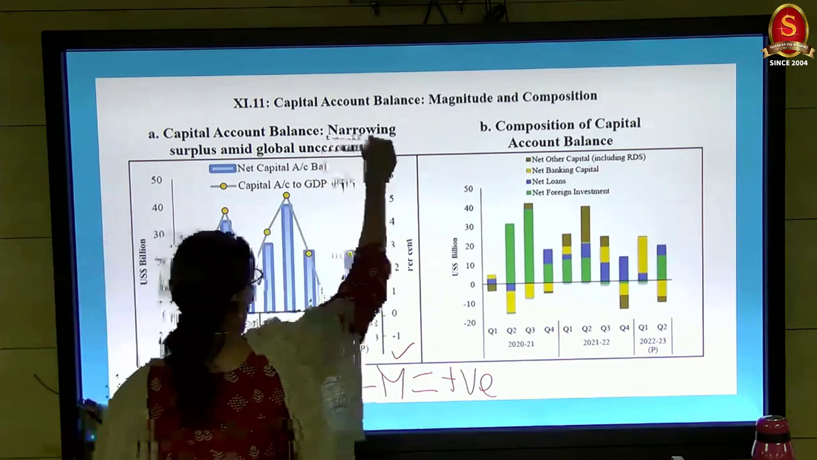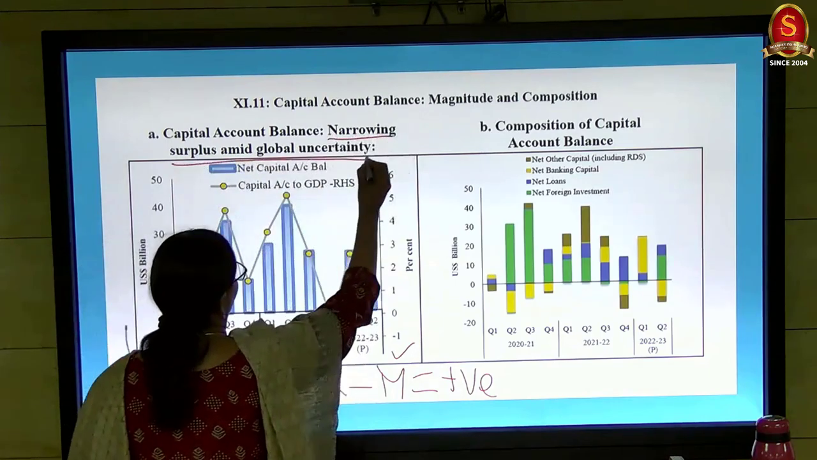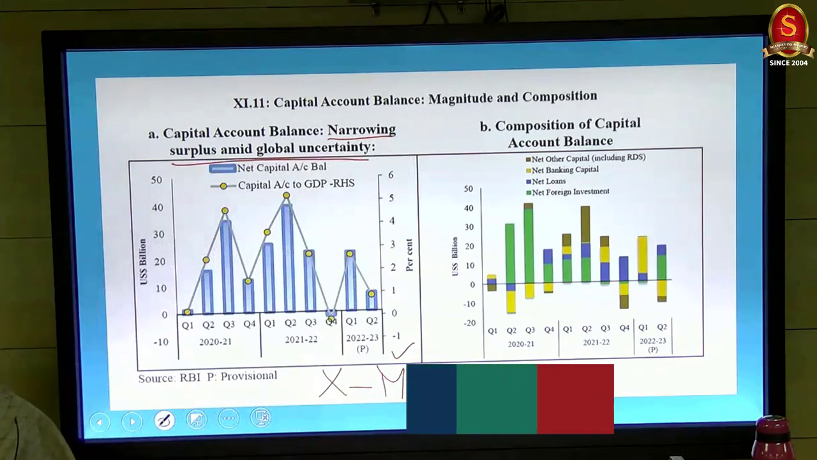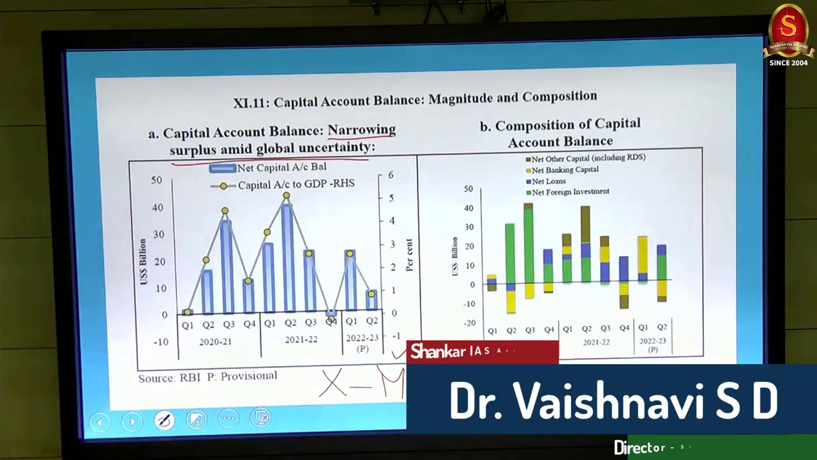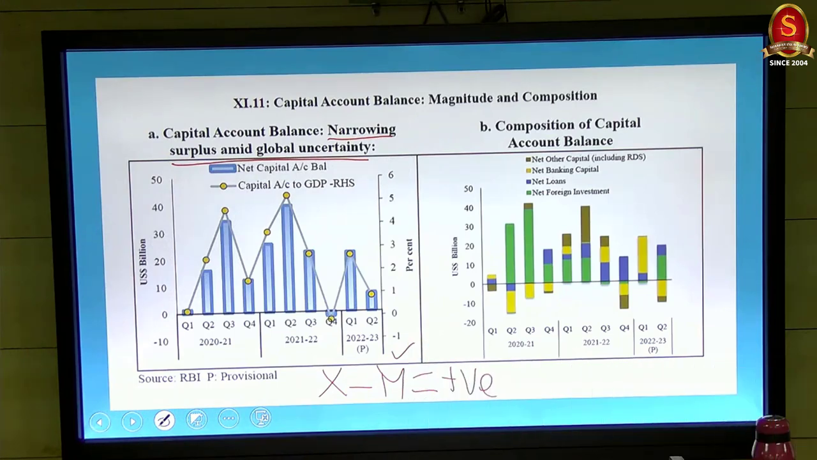Now, can you read this title? Narrowing surplus amid global uncertainty. We have a surplus in capital account, but it is narrowing. Now you can go and assume, why is it narrowing? FDI coming in is less. FPI coming in is becoming less. When whatever is coming inside the country is becoming lesser, obviously my surplus will be lost, no?